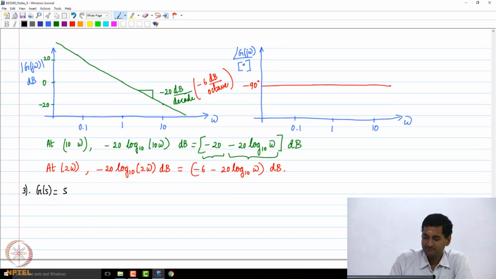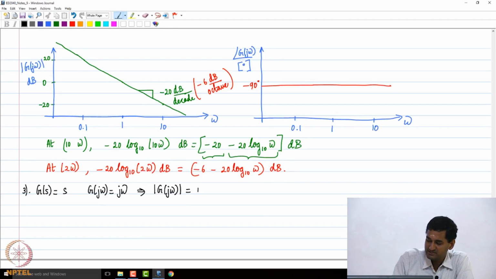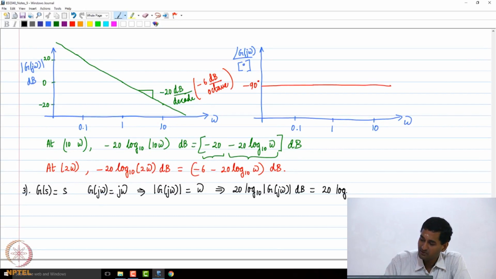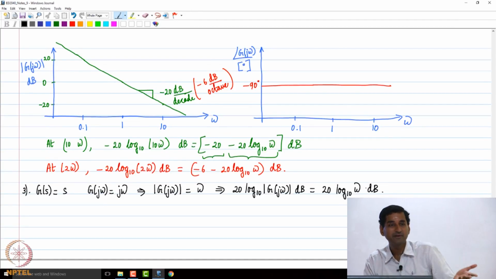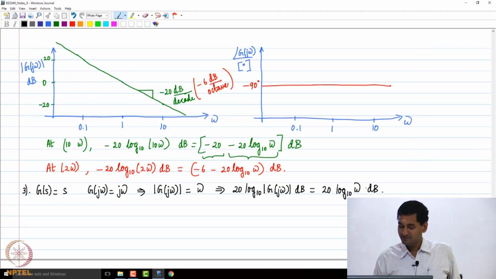Okay, let's repeat the same things. It's pretty straightforward once we know the process. g of j omega is going to be j omega. So this implies that the magnitude of g of j omega is going to be just omega, right? So 20 log to the base 10 magnitude of g of j omega in decibels is going to be equal to 20 log to the base 10 omega in decibels. Previously we had minus 20 log to the base 10 omega, now we are having plus 20 log to the base 10 omega, right?